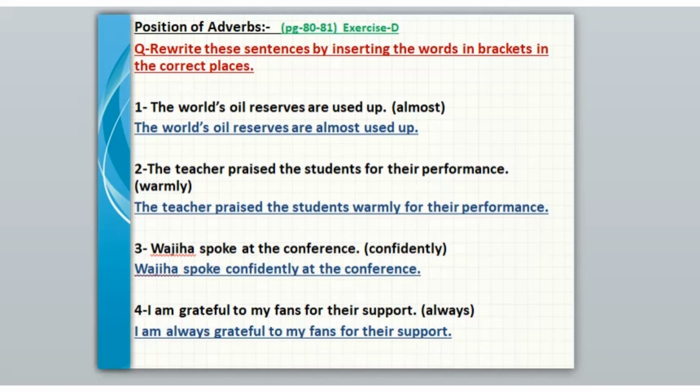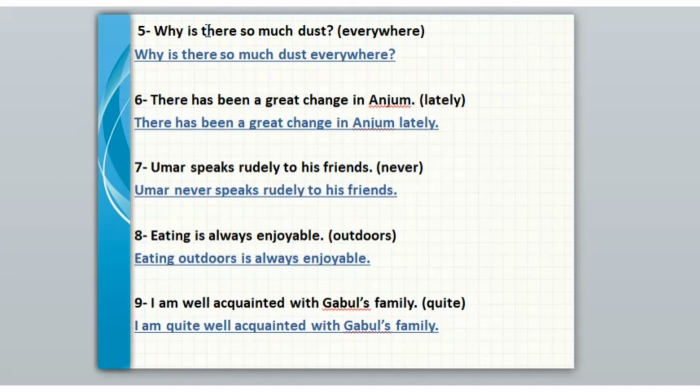Now, next, number 5. Why is there so much dust everywhere? So this everywhere is the adverb of place. We are only putting it at the end of the sentence. We don't want to change the emphasis. And this is also interrogative; see, they're asking a question. So it will become, why is there so much dust everywhere?